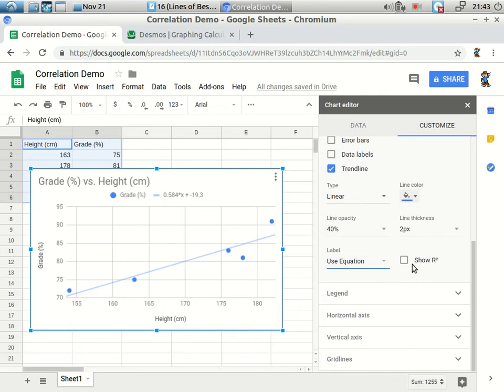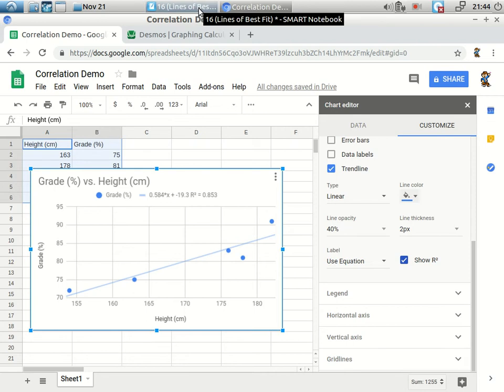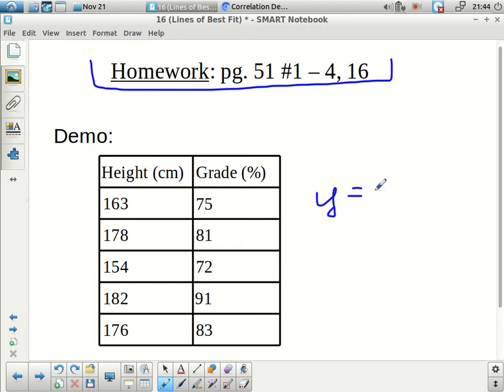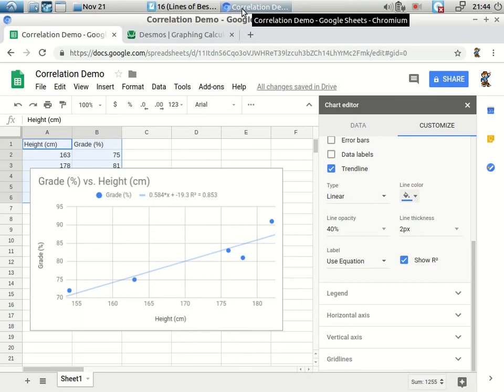If I want to see r, they have a checkbox for show r squared. My r squared value is 0.853, which is pretty good. And actually, I'll flip back here. So this was about 0.584. Based on this, my equation for the line of best fit from there was y equals about, I think, 0.59x minus 19.6. My r squared is 0.853.